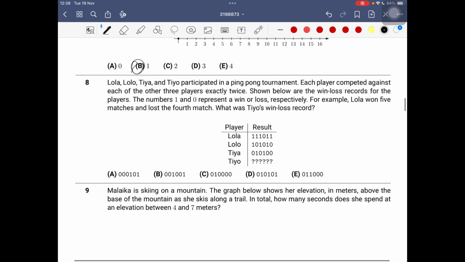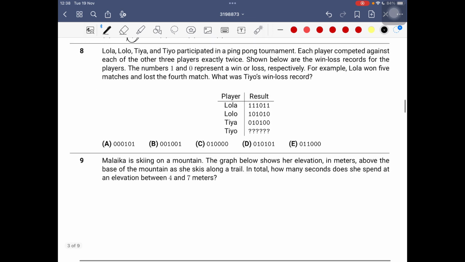Lolo, Tia, Tio, ping pong tournament. Okay, win or loss. So altogether, win or lose. So here 2 win, we need to make 2 lose, so 0. 2 win, 2 0. 1 0 1. 0 0 0 1 0 1.